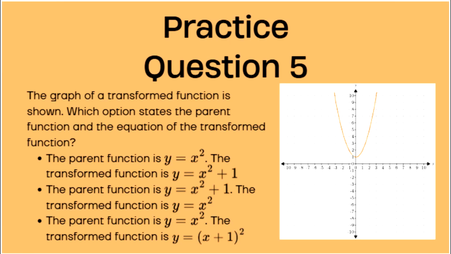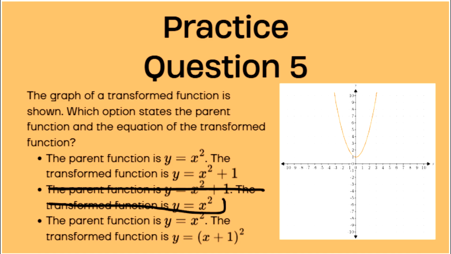Here's practice question number 5. The graph of a transformed function is shown. Which option states the parent function and the equation of the transformed function? Pause it, figure it out, come back. We know that this is a parabola, so it's a quadratic parent. The parent function is a quadratic, which means it has to be y equals x squared. So this first one has to be y equals x squared. Can't be this one. So it can be either this one or this one.